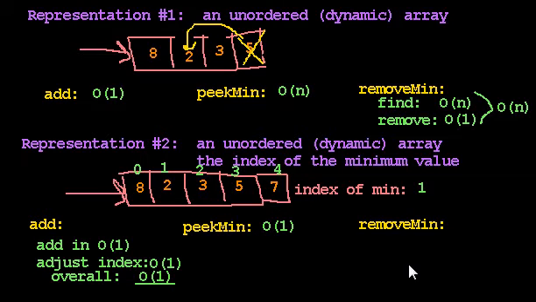So to remove the minimum, what do we do? Well, I find it in constant time. I just look, index of min is 1. I look at that index. There it is. The minimum value is 2. And to remove it, I'm going to plug that, just like we did up here. We'll remove it by plugging it with the value that is in the last position, which is now the 7.